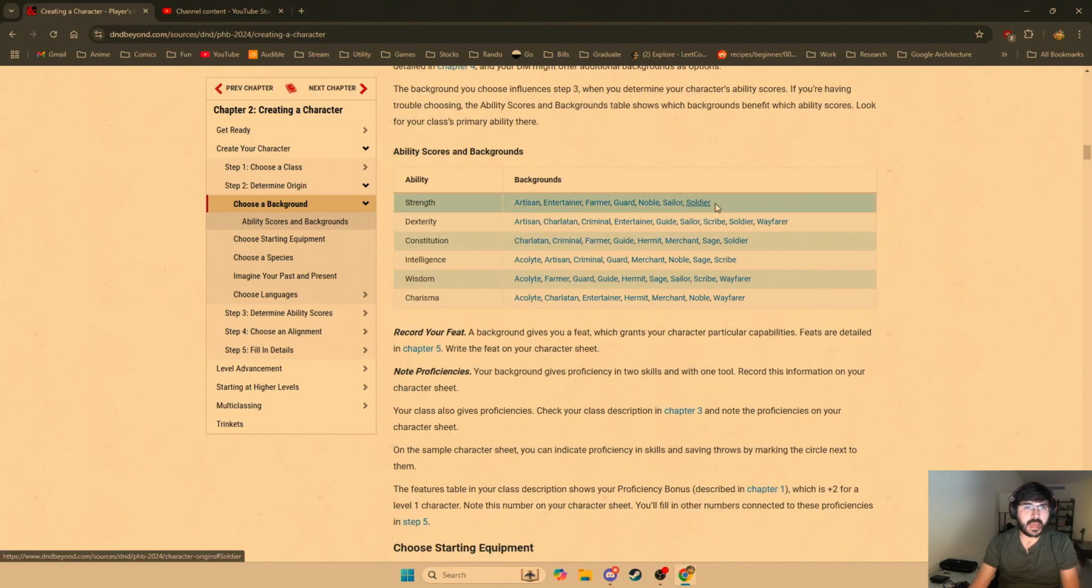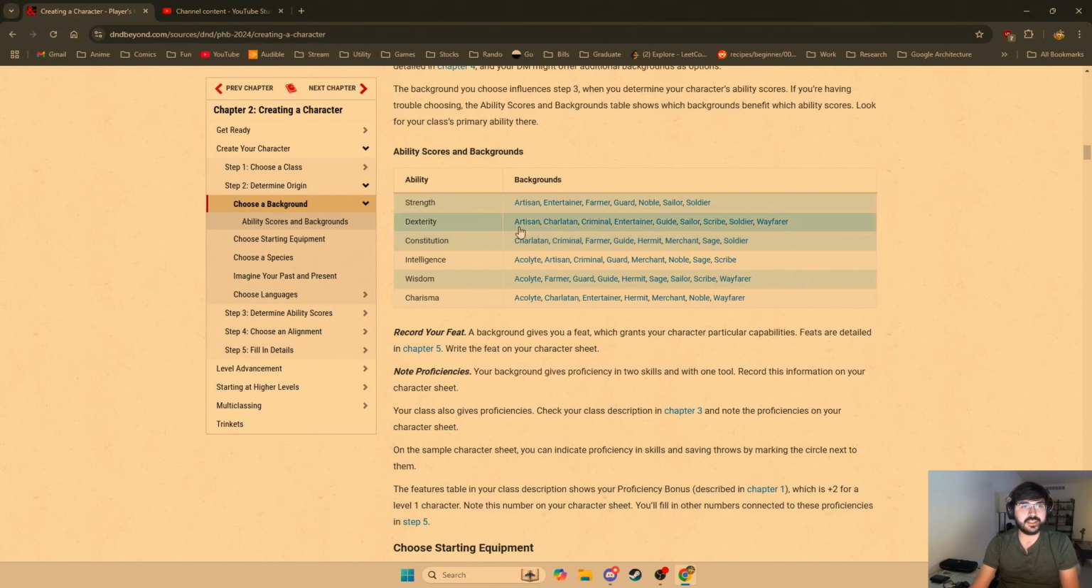Again, these are some of the backgrounds. Artisan, entertainer, farmer, guard, noble, sailor, and soldier are your strength backgrounds. Your dexterity is, again, the artisan, charlatan, criminal, entertainer, guide, sailor, scribe, soldier, wayfarer. We'll go into these things probably later, but right now I just want to go high level on what is impacting what. Sometimes a background will give you 1 or 2 points in different fields, and normally it's just 1 point. Maybe they'll give you a proficiency in animal handling or something like that. So just keep that in mind.